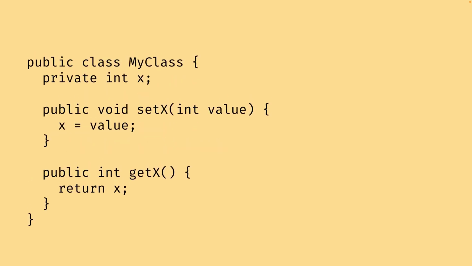To access and modify the value of x from outside the myClass class while keeping x private, you'd have to add getters and setters that are accessible. So you could create two public methods, one for setting and one for getting the value of x, and this would make it possible to access x from outside the class.